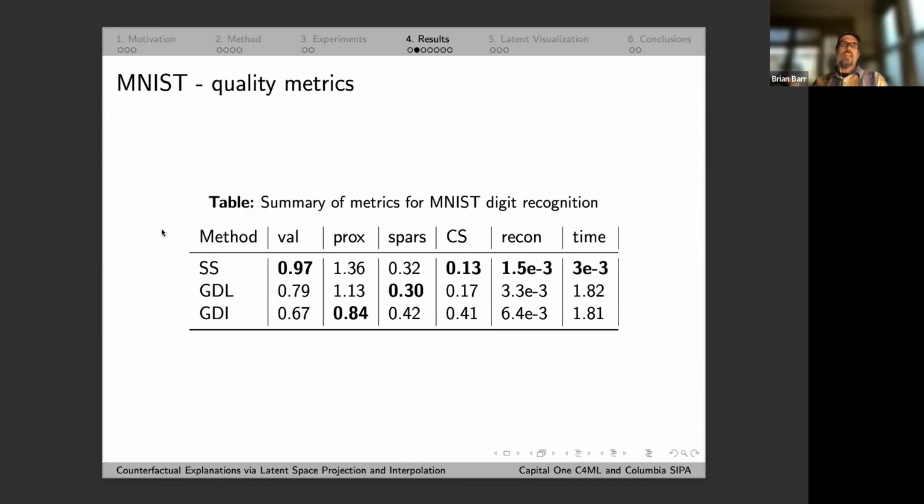If we look at the quality metrics that Matt outlined: validity, being successful in crossing the decision boundary; being relatively close to the input sample; not changing too many features; not having an undetected sensitivity in the classifier; having good reconstruction error; and being timely in being able to predict these. SharpShooter is not always at the top of the list. It does pretty well in 4 out of 6 metrics, and is competitive in the other ones. So I think that's reassuring as well.